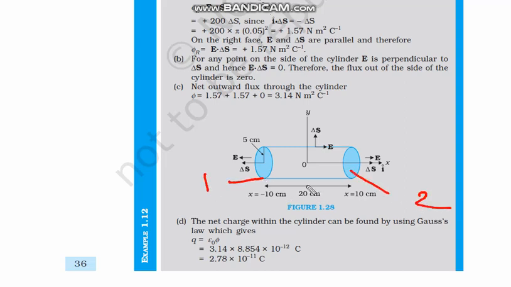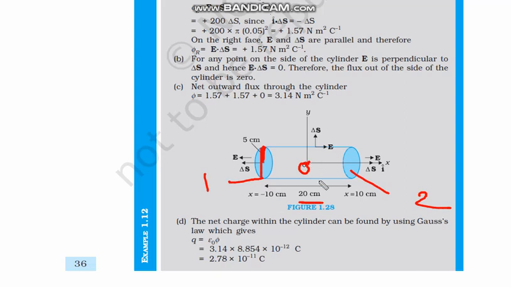The size of the cylinder is 20 centimeter. That means length is 20 centimeter, and the radius of this circular end is 5. That means diameter is 10 and radius is 5. Also, the origin O is coinciding with the center of this surface.